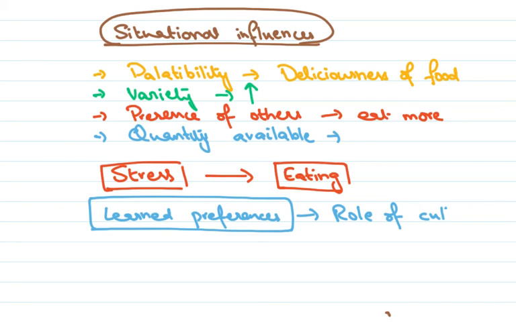So, the culture that you have regarding what sort of foods are preferred in your particular culture also plays a part in what sort of food you like to eat and what sort of food you consume, right?